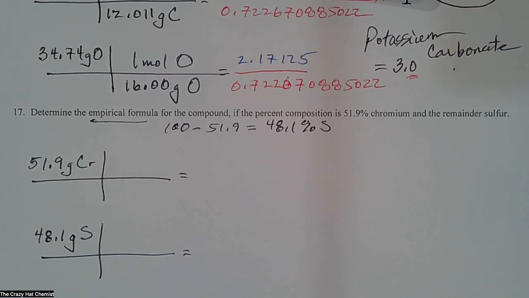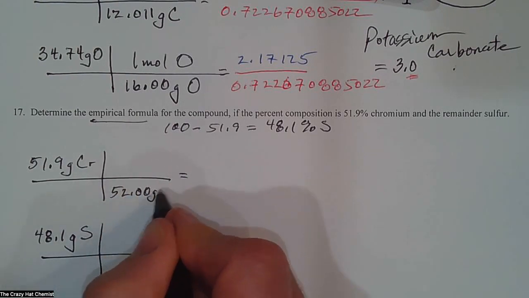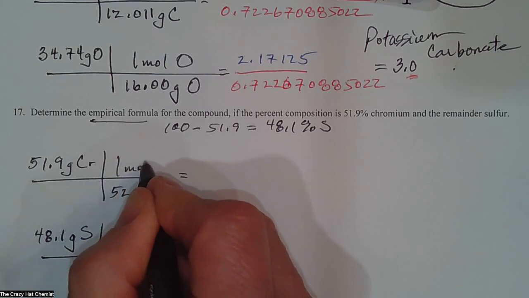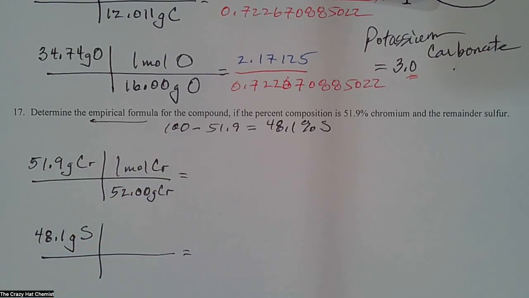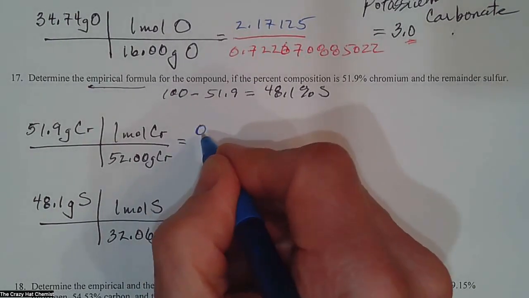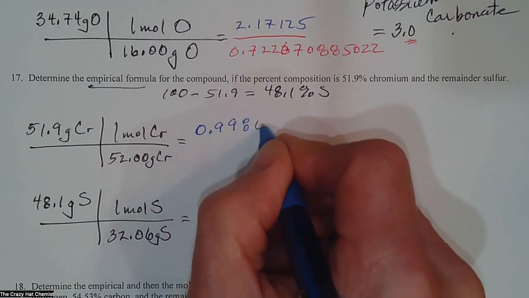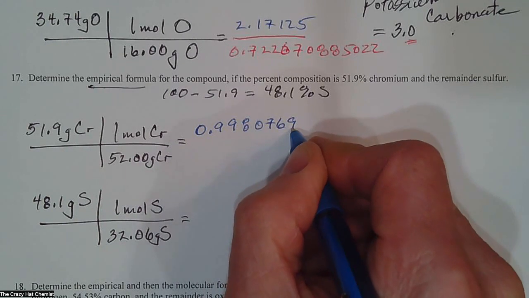Okay, so I'm going to look on my periodic table, find the molar mass for chromium. That's 52.00 grams of chromium. That's equal to 1 mole chromium. And then the molar mass of sulfur is 32.06 grams sulfur. That's equal to 1 mole sulfur. Okay, moving this up just slightly here. All right, so I'm going to get numeric values for this one. For the chromium, it's 0.9980769.